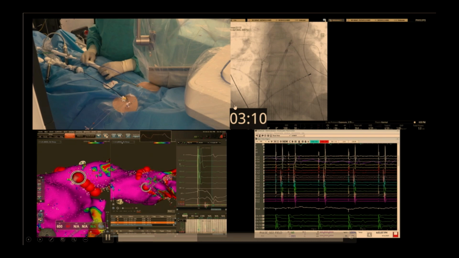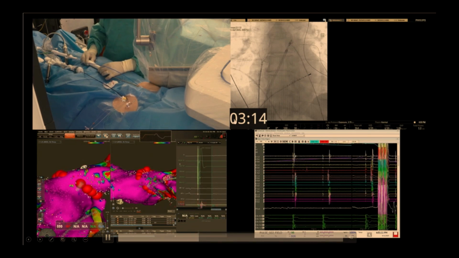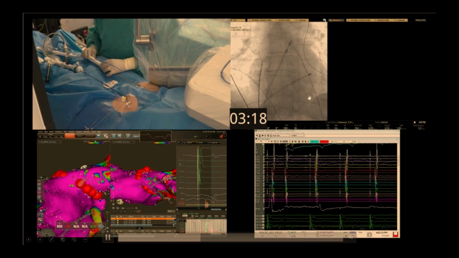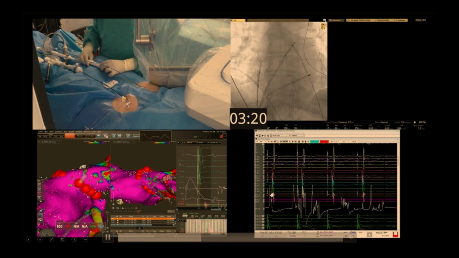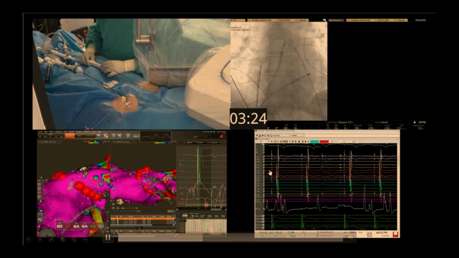So this clock that you're seeing was the time from the beginning of the first lesion. It's just going to run through as we finish isolating this side, and then we'll go to the other side in just a second. I don't know why I'm taking so long over here.